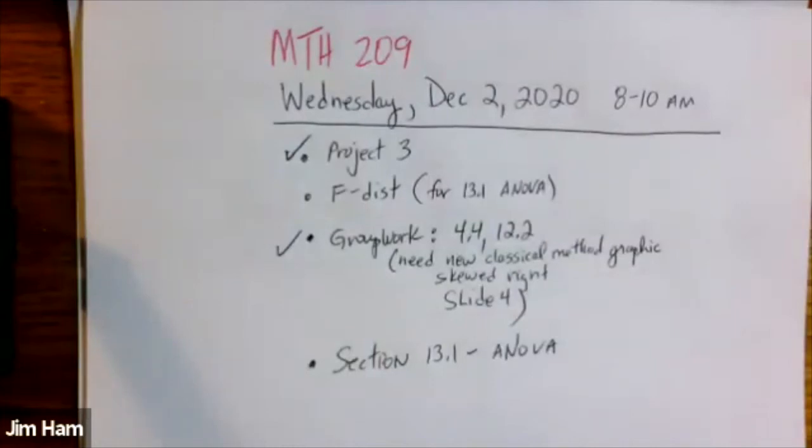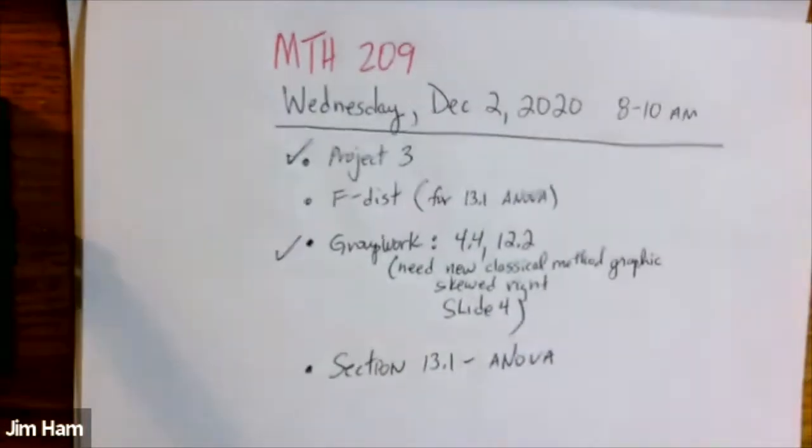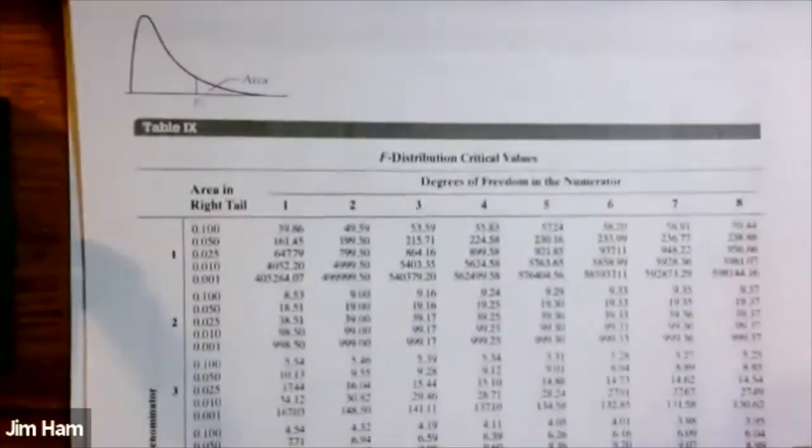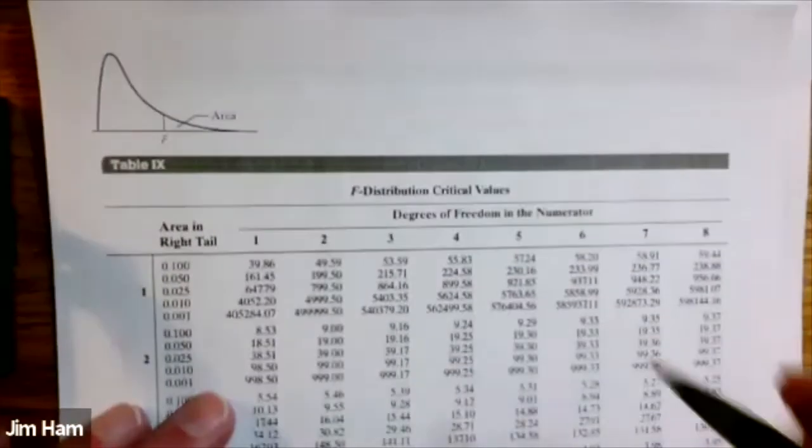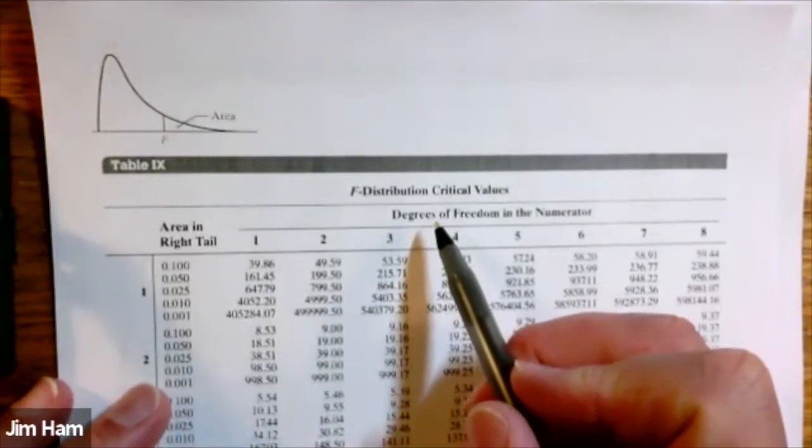Let's take a look at the F distribution here. Now, this table is a 4-pager. There are 4 pages to it. And the reason for that is that there's 2 different kinds of degrees of freedom. And I'll explain those as we go through the ANOVA test.